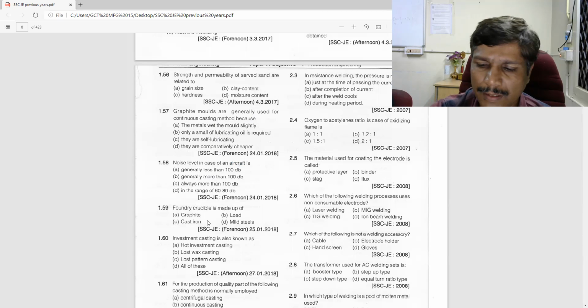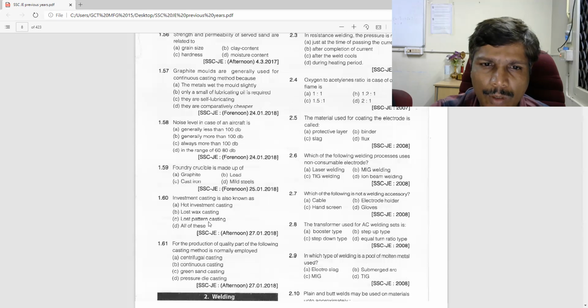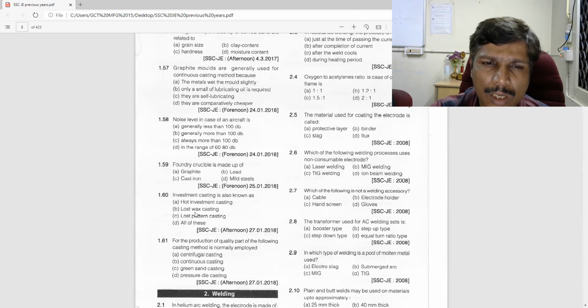Answer 1.59 is graphite. And 1.60, investment casting is also known as lost wax process, LWP. For production of quality parts, we can go for die casting, pressure die casting, PDC. Thank you, students.